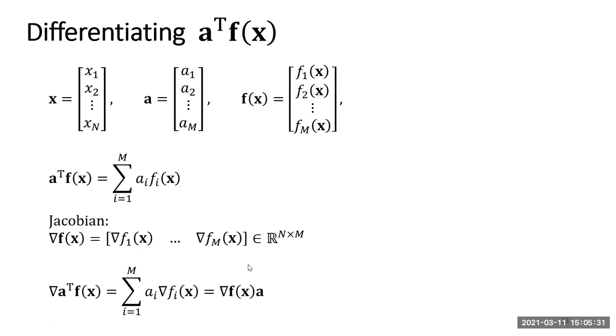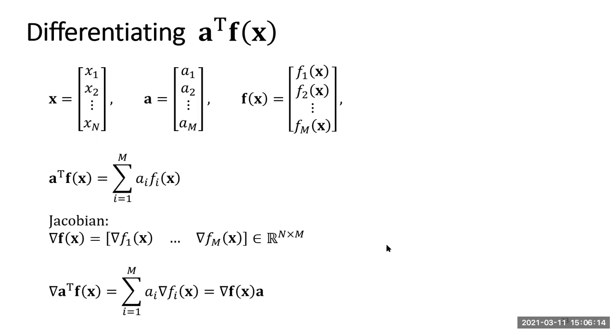Now, del of A transpose f of x is equal to, I differentiate this side, so I take the summation i equals 1 through m of a_i del of f_i of x. And this is equal to the Jacobian times A. Del A transpose f is del f of x. There should have been a parenthesis here. It's the Jacobian del f of x times A.